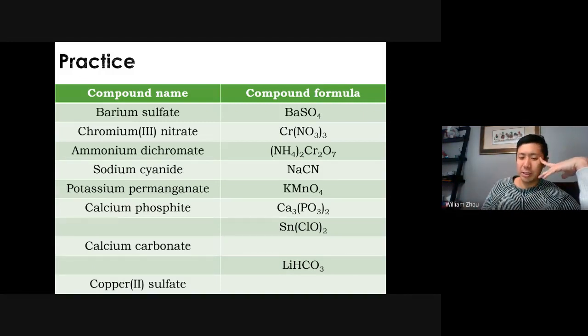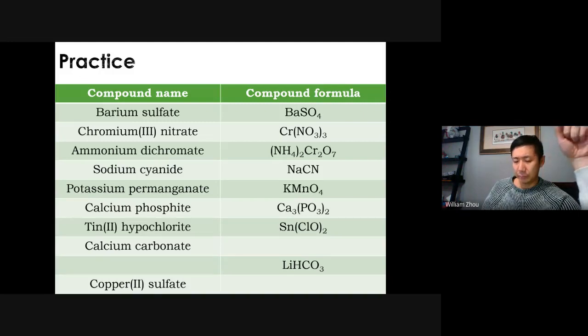And then Sn(ClO)2. Sn is tin. ClO, that's another tough one. ClO is called hypochlorite. Again, something you can look up. And that is 1 minus. Because you have two of them and just one tin, that is tin(II), not tin(IV).